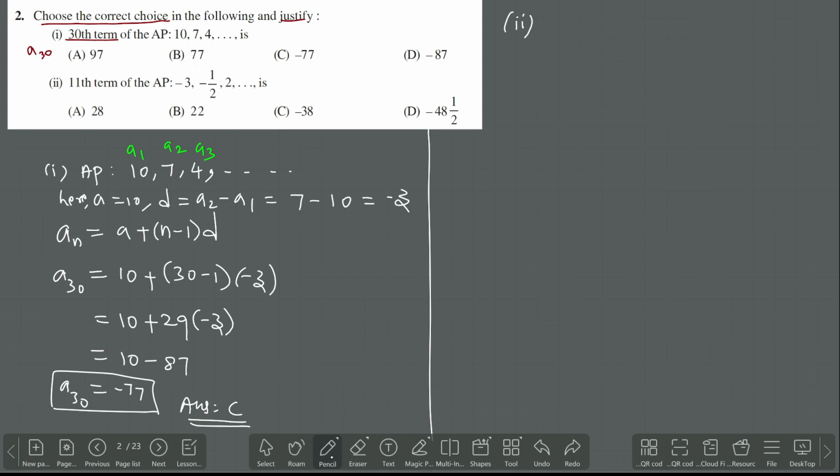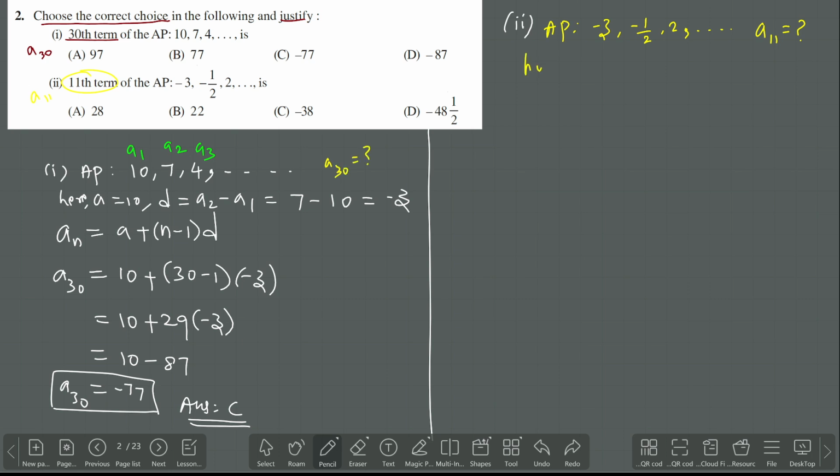Second one is what? 11th term. Then what is the meaning of 11th term? A11. Do you understand? A11 is the question mark. The AP is given. What is the AP? Minus 3, comma, minus 1 by 2, comma, 2, and it's going on. They asked to find A11 equal to question mark. Here they asked A30 equal to question mark.